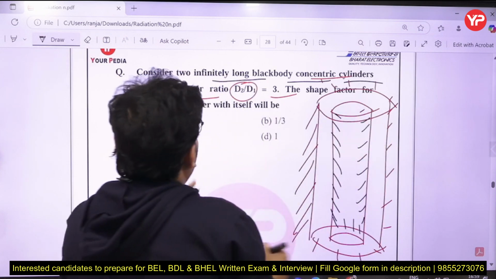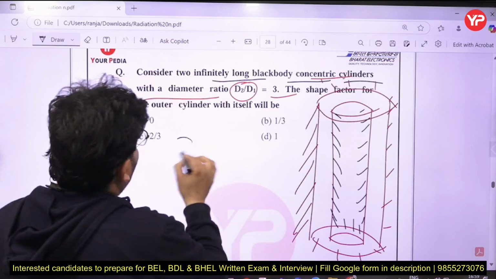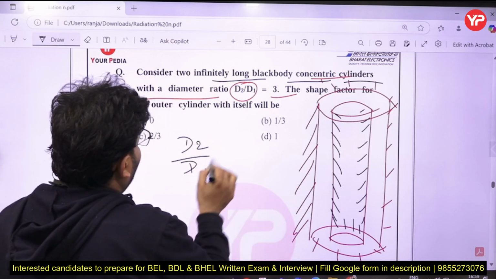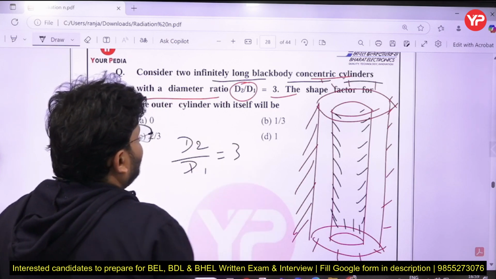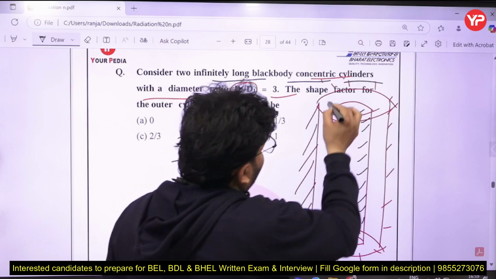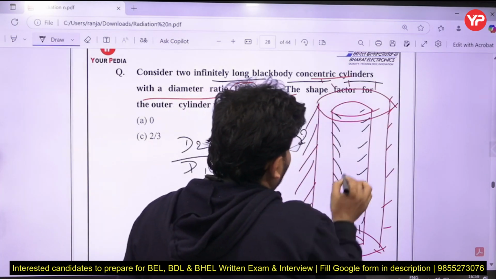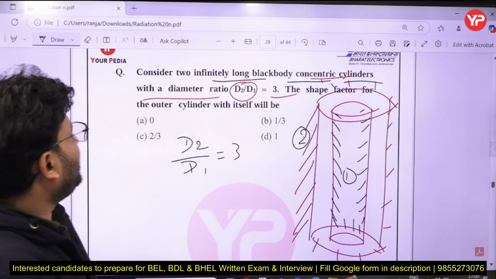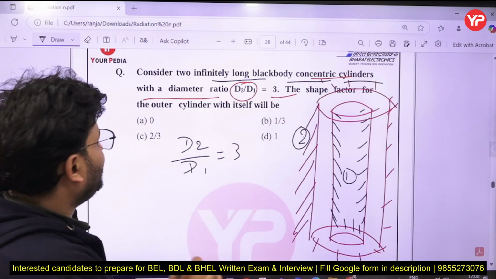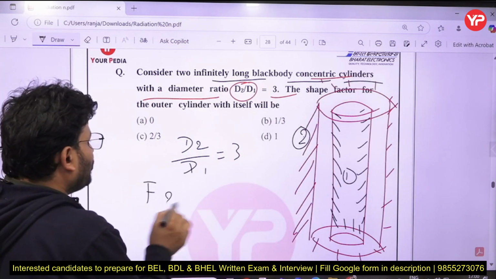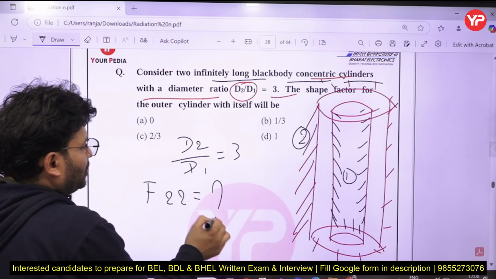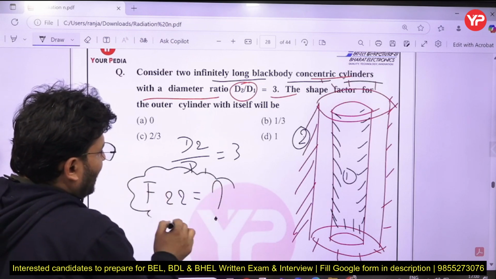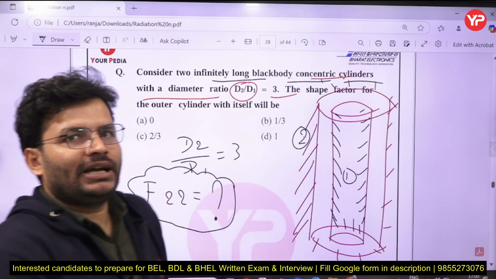Here we can say d2 upon d1 ratio is given as 3. So the outer surface is considered as 2 and the inner is considered as 1 according to the given question. Now the shape factor for the outer cylinder with itself: the question is going to ask what will be F22.